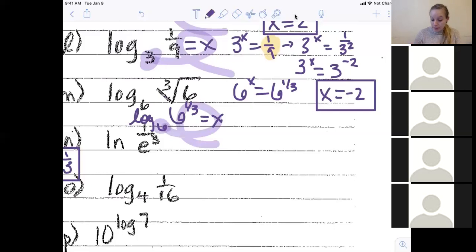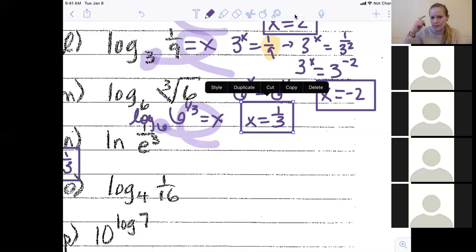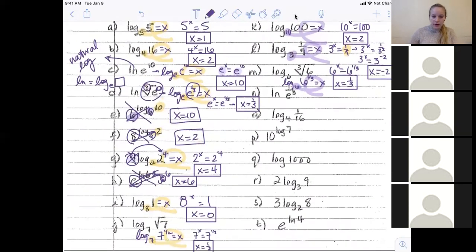That means that my bases are the same, so that means my exponents have to be equal to each other. Oh, sorry, not congruent. I'm like in geometry talk right now. Equal. That was weird. Okay, questions so far?